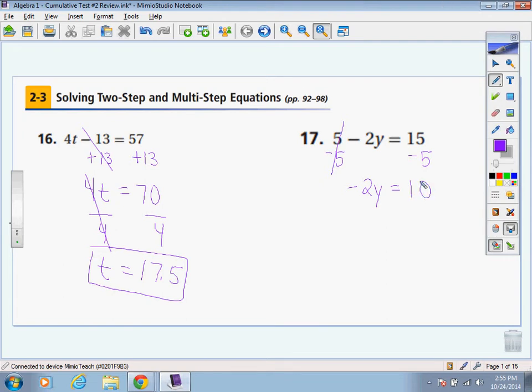So again, I'll divide now by negative 2 on both sides, so that the negative and the 2 both cancel, and I'm left with the y by itself, and 10 divided by negative 2 is going to be a negative 5.